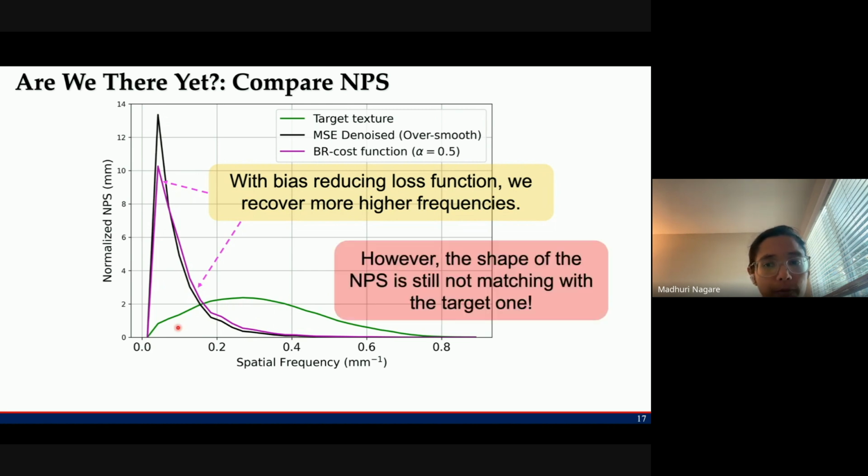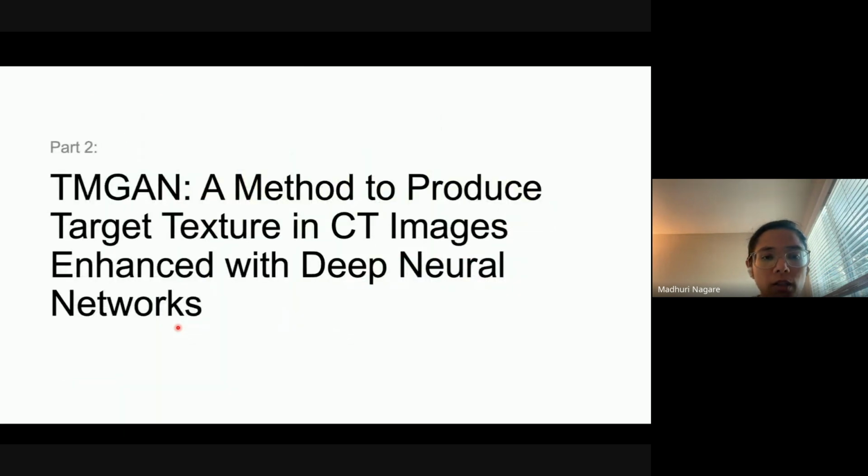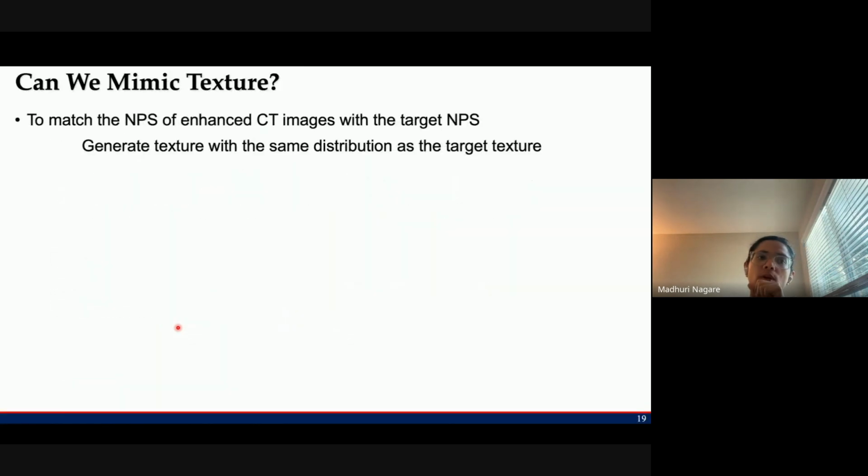We are not yet matching the shape of the noise power spectrum. So that is the goal of texture matching GAN. How do we match the shape of the noise power spectrum? Noise power spectrum is just a mathematical representation or characterization of texture. So to match the noise power spectrum in enhanced images, we propose to generate texture with the same distribution as the target texture.